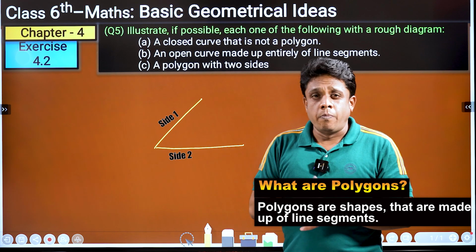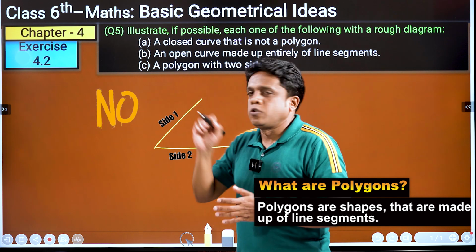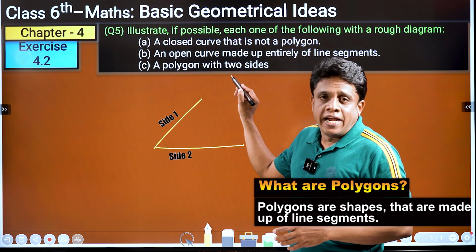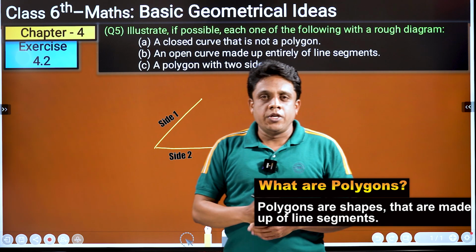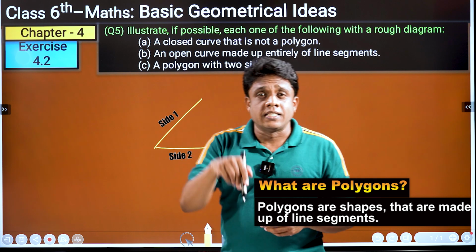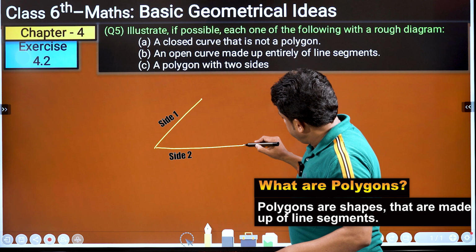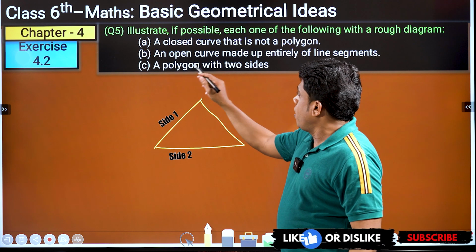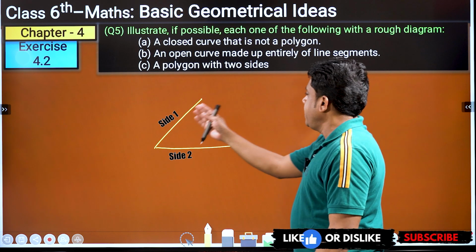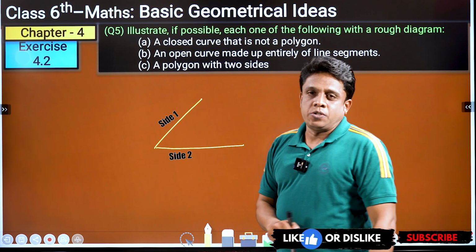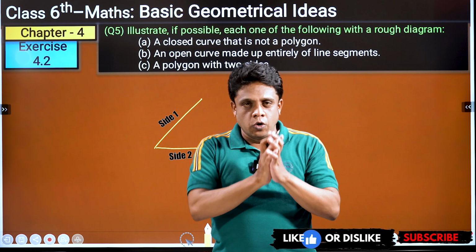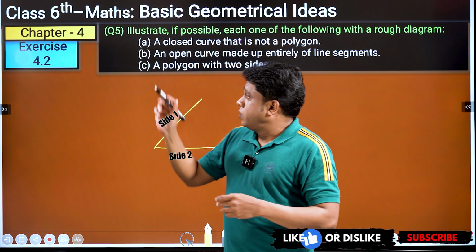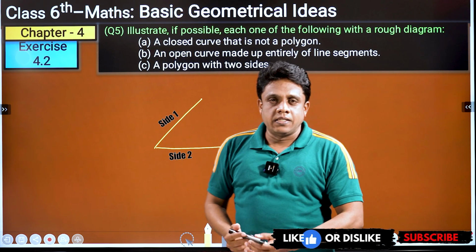Is it a polygon? No. A polygon should be completely closed. That means using only two sides, we cannot draw a polygon. You need another side. Minimum you need three sides. If I draw like this, now this will become your polygon. But a polygon with two sides is not possible because it is not closed. A polygon should always be closed. So we cannot draw a polygon with two sides. Is it clear? So this is your question number 5 from exercise 4.2.